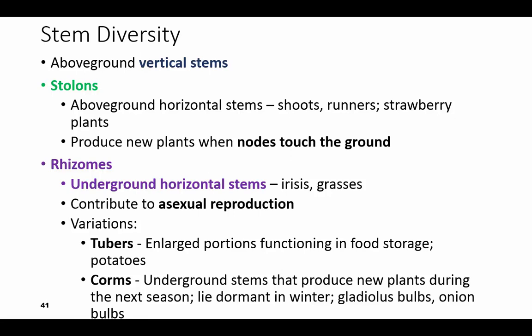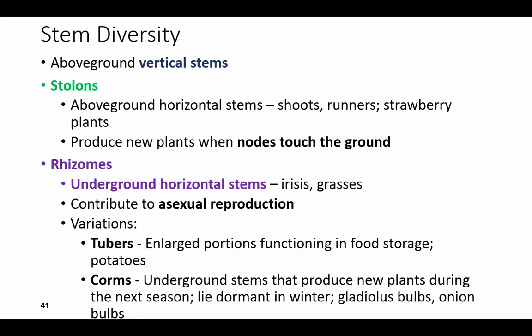Objective 19. Compare and contrast the four major types of stem diversity and provide an example of each. Well, first of all, you've got some above ground vertical stems called stolons. If they're horizontal, they send out little shoots or runners, and you see this with your strawberry plants. And everywhere the nodes touch the ground, there's a new plant that grows.